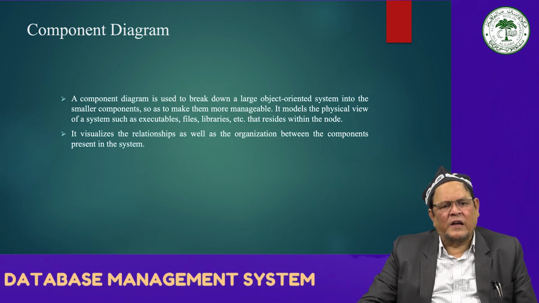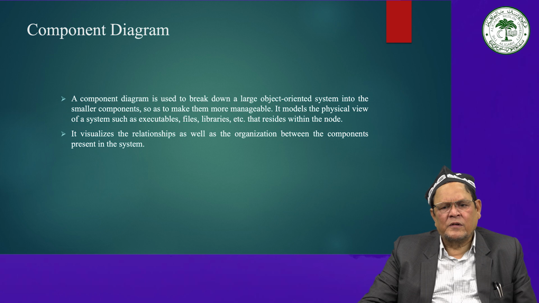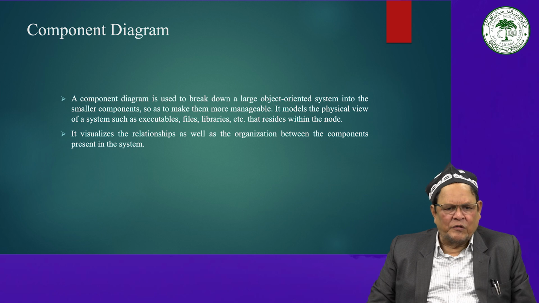The next is component diagram. A component diagram is used to break down a large object-oriented system into smaller components so as to make them more manageable. It models the physical view of a system such as executables, files, libraries, etc. that reside within the node.